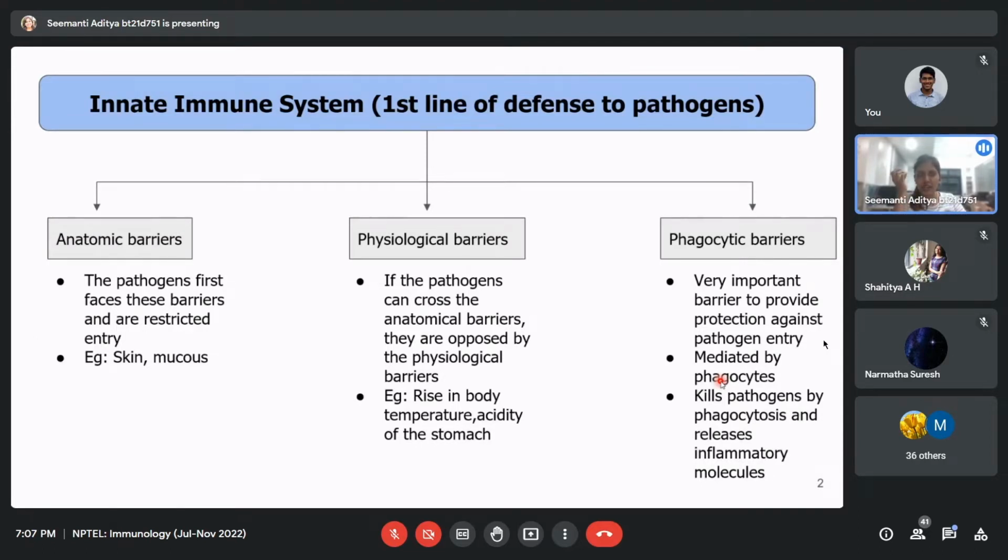So as soon as the pathogen enters, non-specifically, it will chew the pathogen and kill it through phagocytosis. This kind of barrier is mediated by phagocytes, and will kill pathogens by phagocytosis, and it will release inflammatory molecules. Inflammatory molecules are released in order to attract more and more phagocytes to that site of infection, so that whenever there are more cells, more pathogens can be killed quickly, and the immune system can function much more readily.